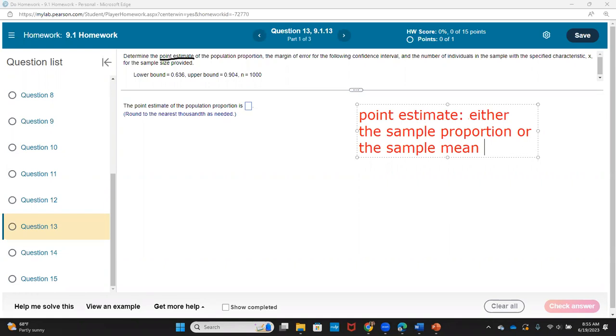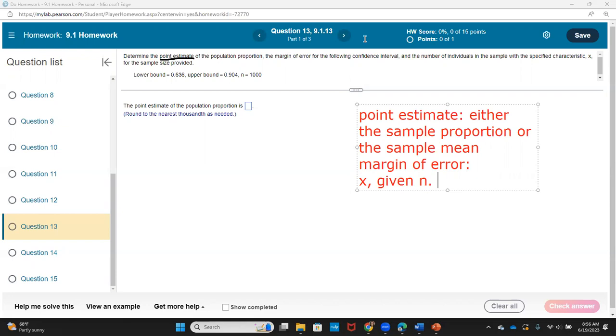Then it also talks about the margin of error, which is just another fancy way of referring to the space from the sample proportion to the lower bound and the upper bound. And then it also asks for the number of individuals with the specified characteristic X. So they're asking us to find X, and they're given N.